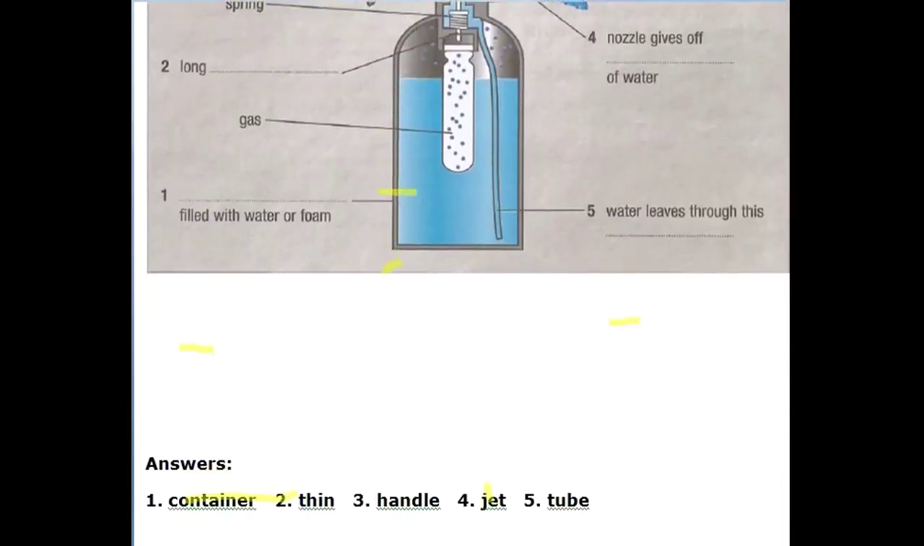The first one is container, second is pin, third is handle, fourth is jet, and the last is tube.